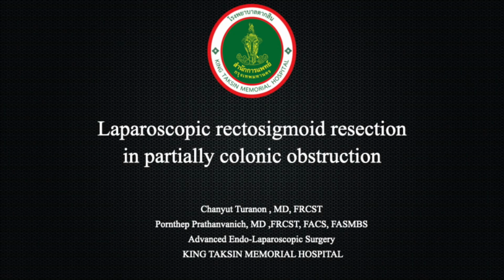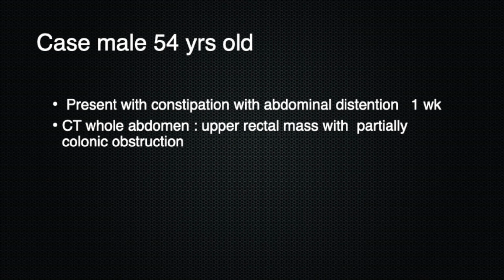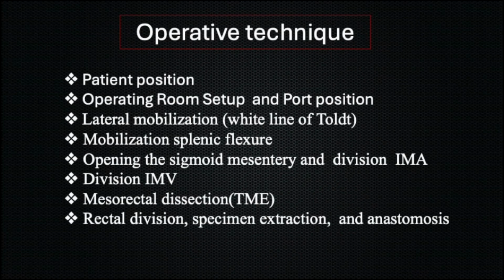Laparoscopic rectosigmoid resection in partial colonic obstruction. Case: a 54-year-old male with no underlying disease. He came to hospital with abdominal distension and constipation for 1 week, and CT whole abdomen showed an upper rectal mass with partial colonic obstruction. Operative technique for surgery.